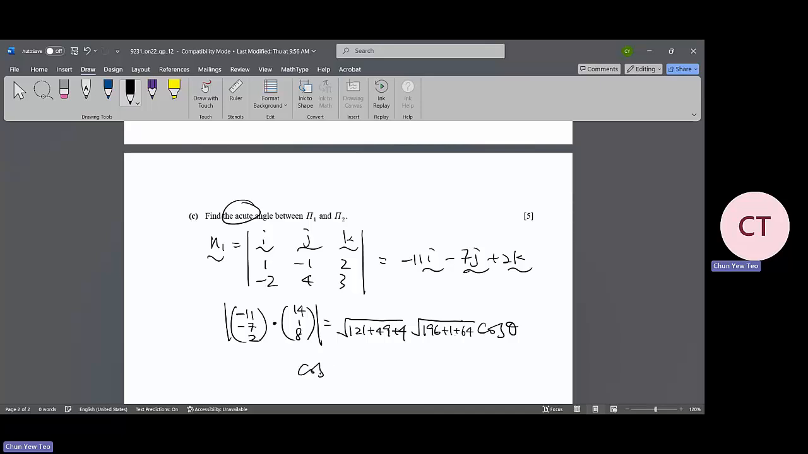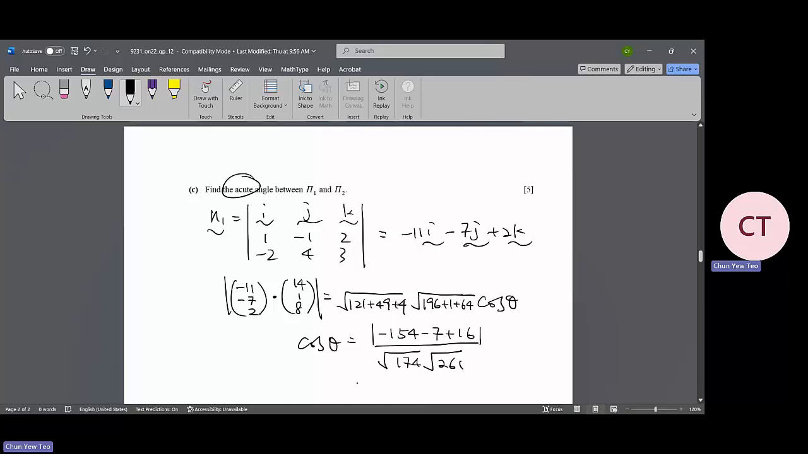Okay, so your cos theta will be equal to the modulus of negative 154 minus 7 plus 16, divided by the square root of 174 and the square root of 261. Okay, like this. And then press a calculator, then you can get the answer as 47.1 degrees. So this will be the answer for question number 6C.